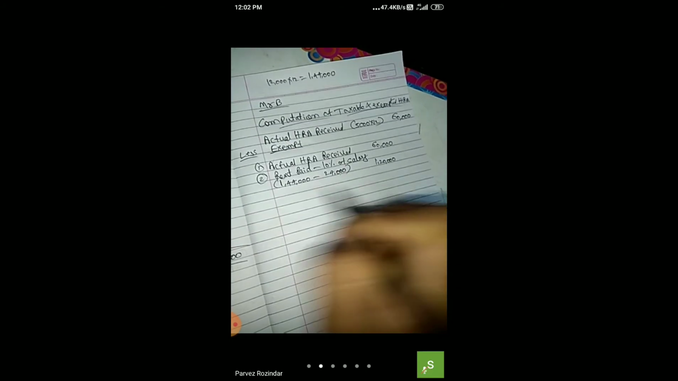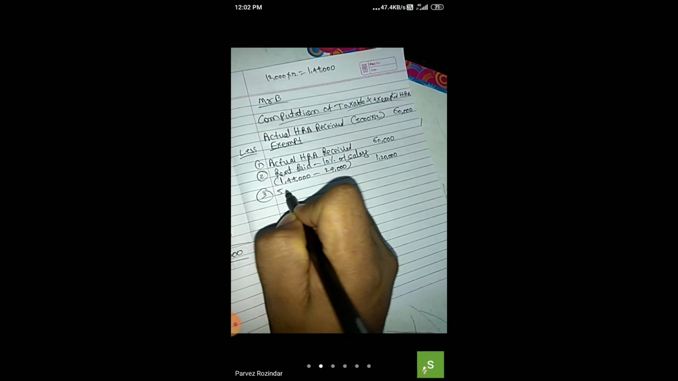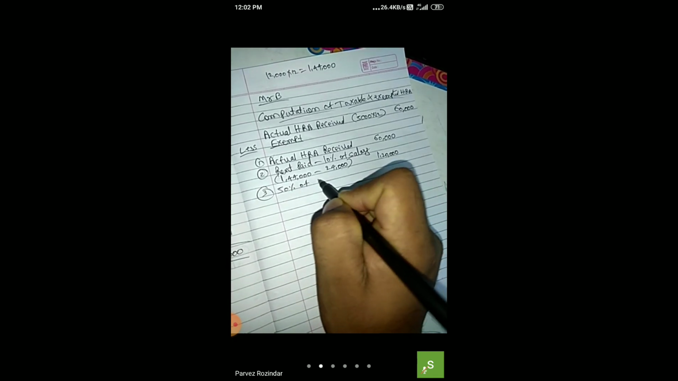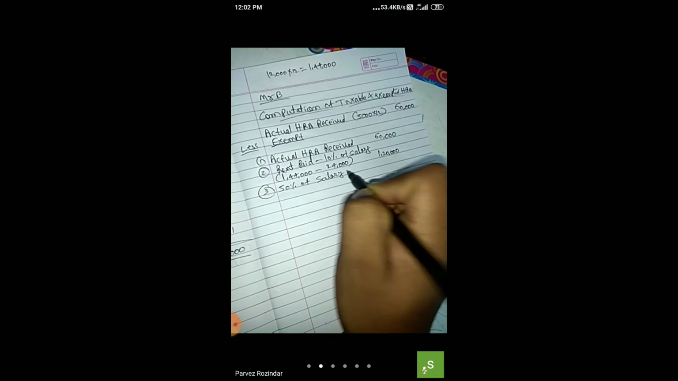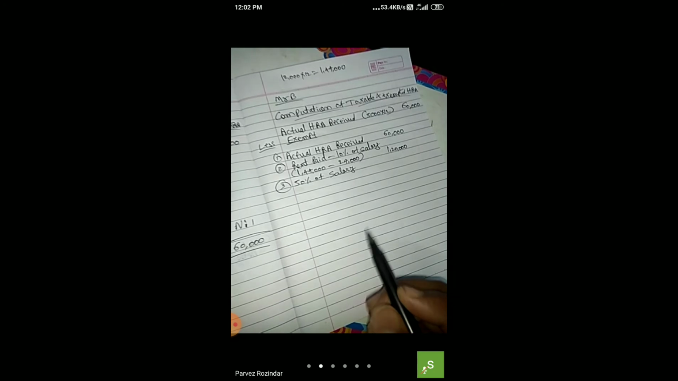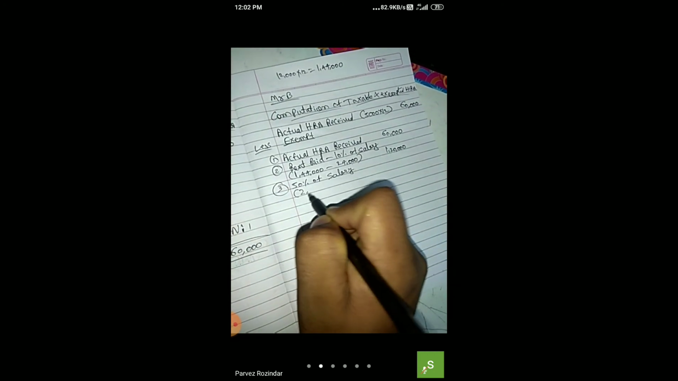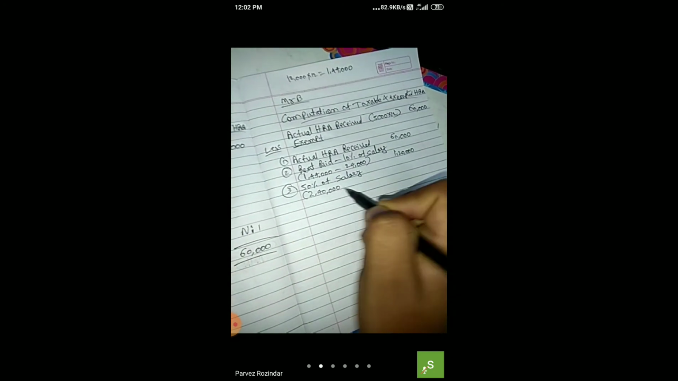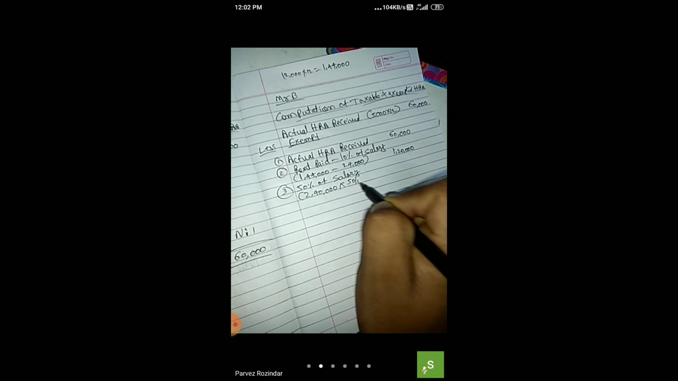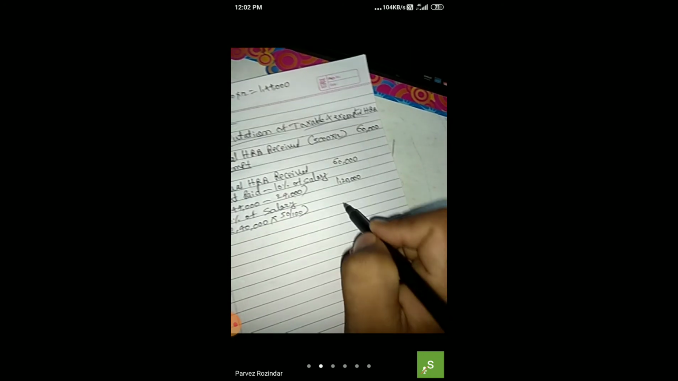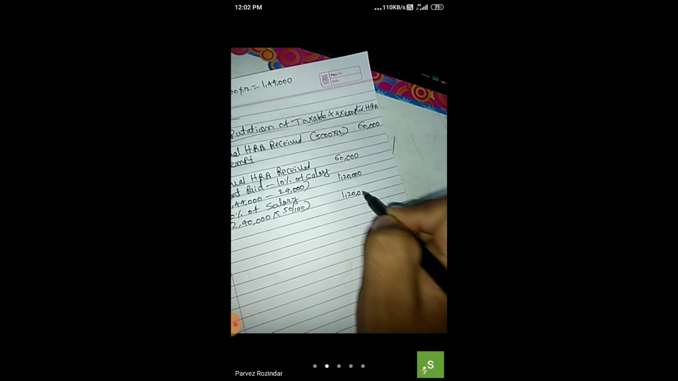1,20,000. Now third option, 50% of salary. So that is 2,40,000 into 50 divided by 100. So it is also 1,20,000.